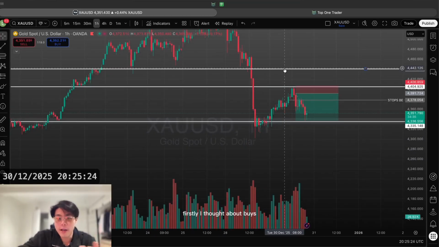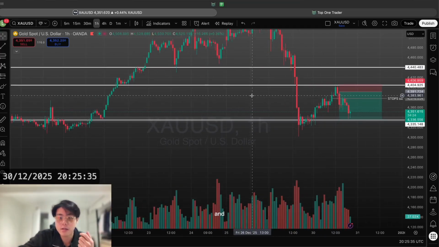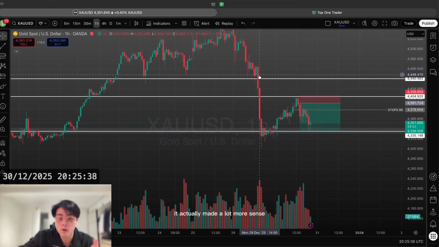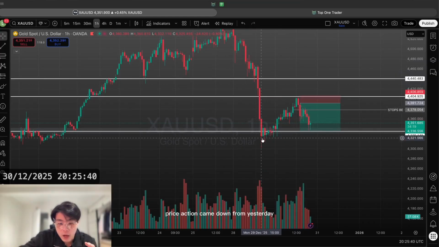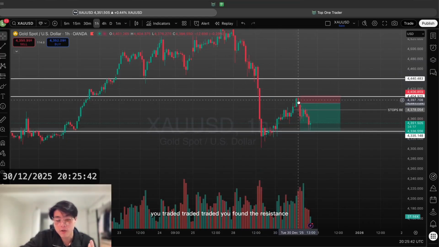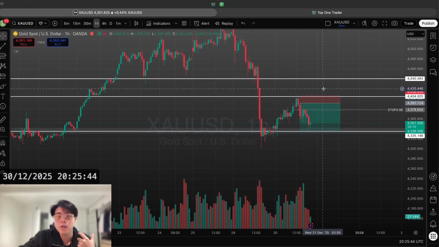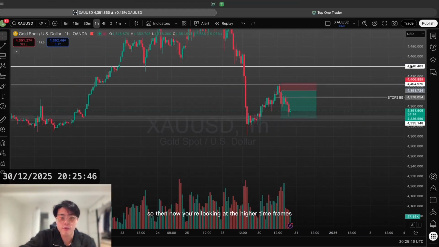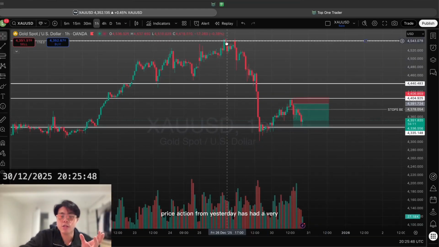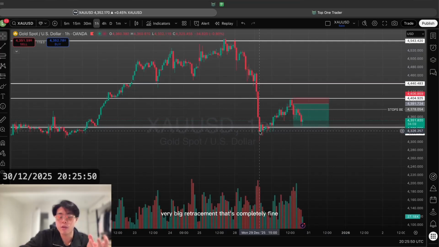Firstly, I thought about buys, and then I realized very quickly that buys wouldn't really make sense because levels weren't being too respected at that given point. So then we changed it up. We updated the lines again to this, and we started to see that it actually made a lot more sense. Price action came down from yesterday. You traded, you found the resistance. So now you're looking at the higher time frames and you're saying, right, well, price action from yesterday has had a very, very big retracement. That's completely fine. Nothing wrong with it.